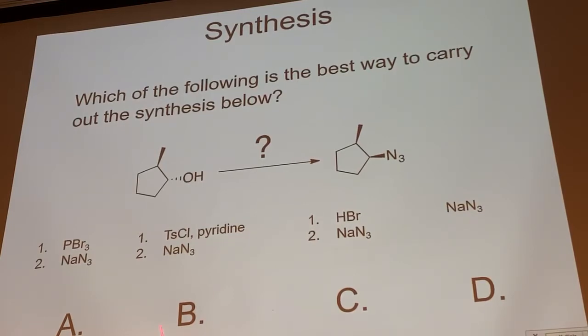All right, B was definitely the most popular choice. Would someone like to raise their hand and explain why B is the best way to accomplish this transformation? Yes, please. Tosyl chloride. Good.